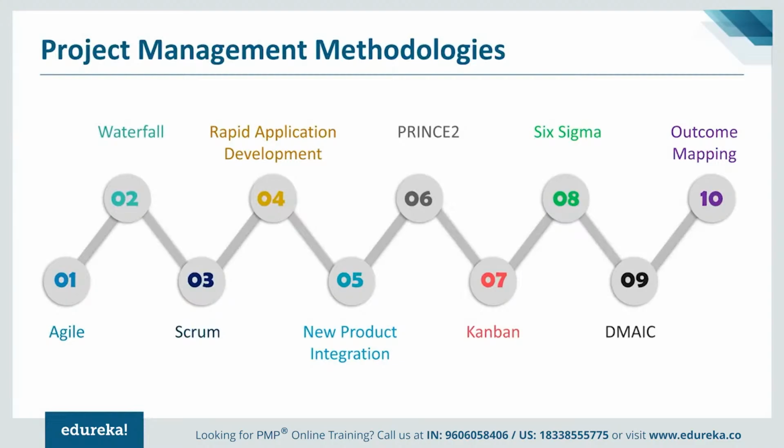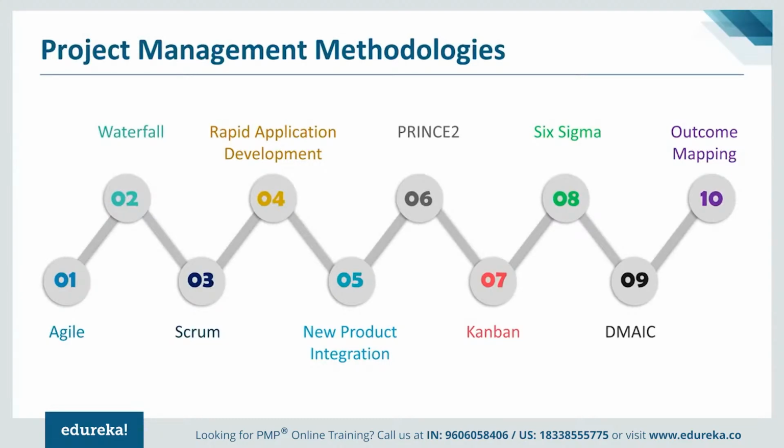DMAIC is one of the methodologies within Six Sigma, which stands for define, measure, analyze, improve, and control. So these are the phases within DMAIC. It's called the DMAIC cycle. And when you follow a Six Sigma project, you actually implement the DMAIC cycle. So you would then understand how this whole thing works.